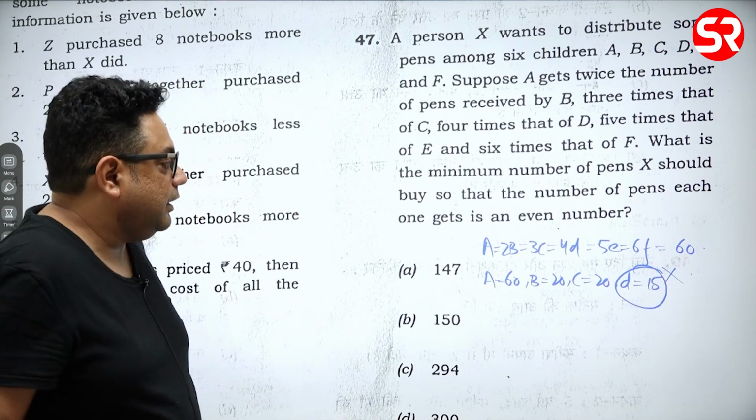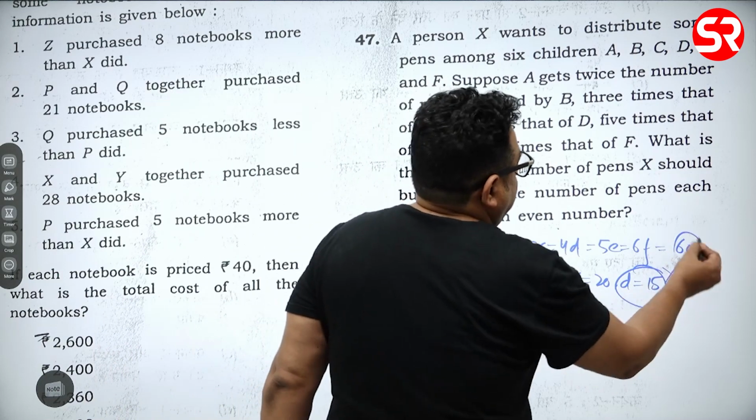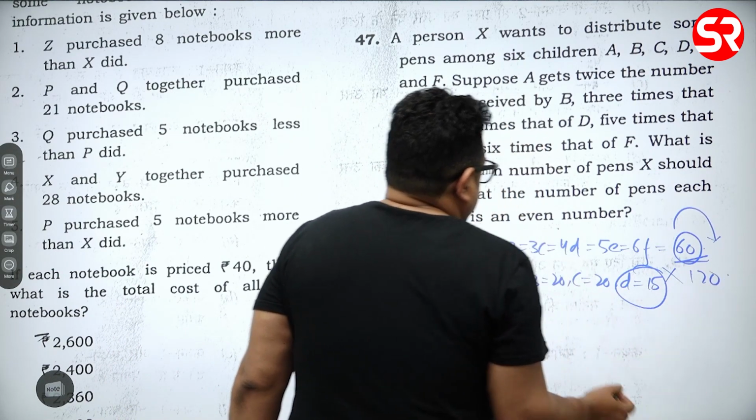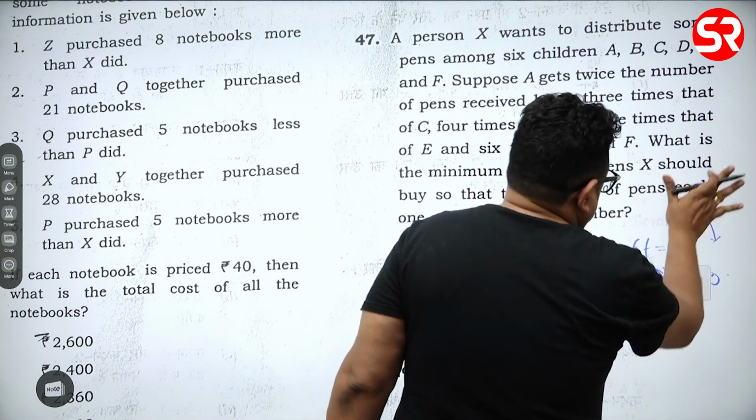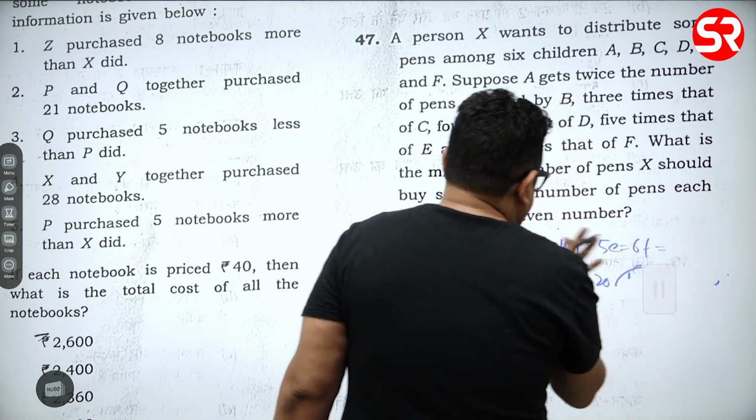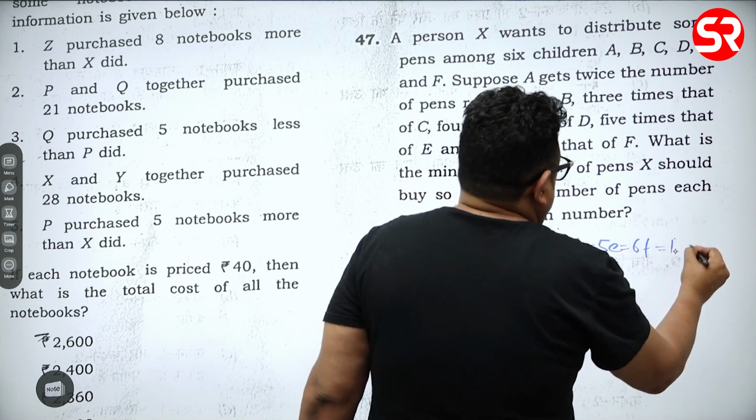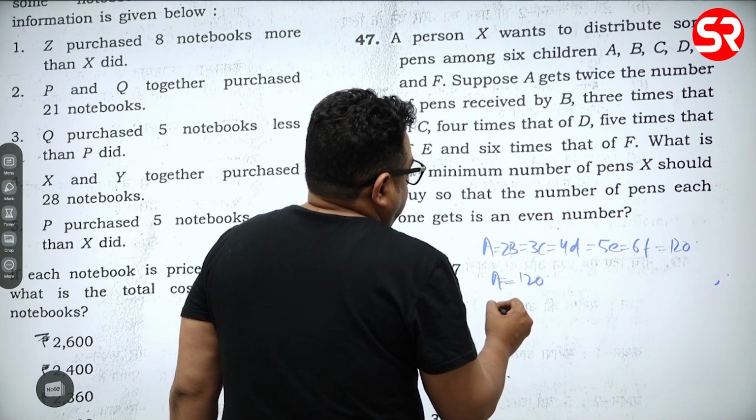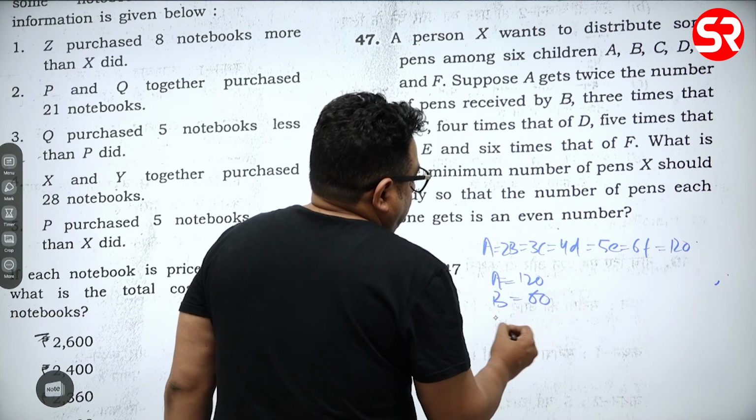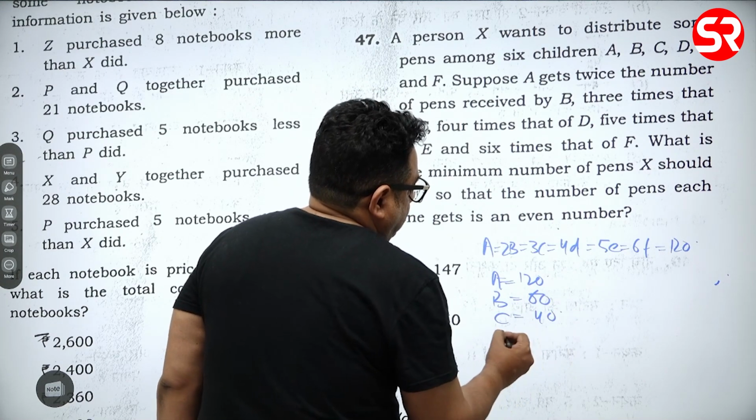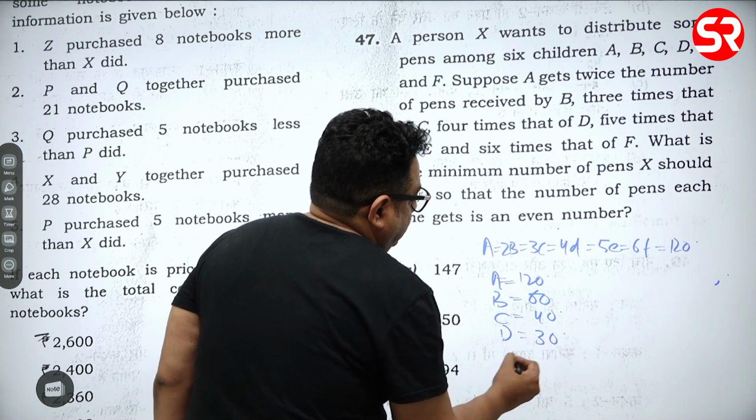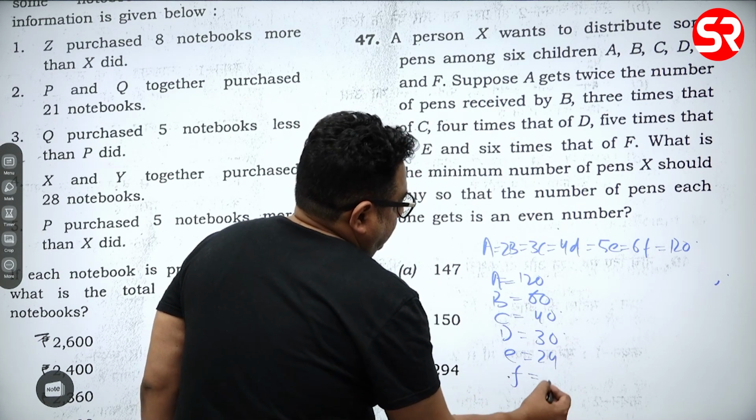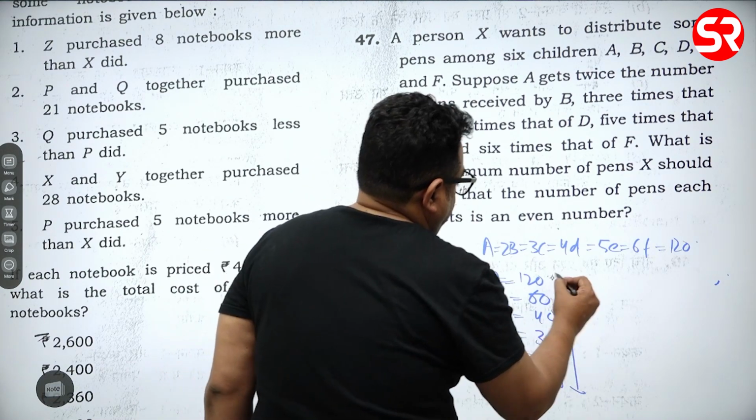I would say that now you should not take LCM, you should take some common multiple. The second common multiple after 60 is 120. If you take them equal to 120, which we were trying to do previously, let's see what you would get. In that case, A is 120, B is 60, C is 40, D is 30, E is 24, and F is 20. Yes, now all of them are even.